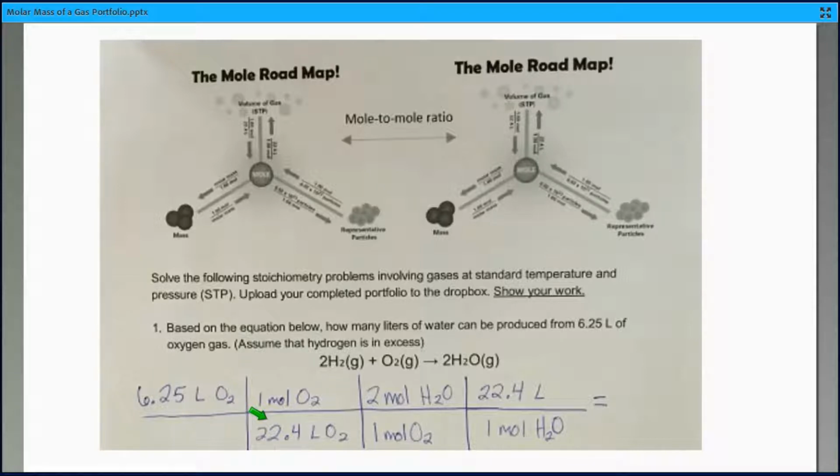My next step, convert from moles of one thing to moles of another. I have moles of oxygen and I want to convert to moles of water, my product. So I do a mole-to-mole ratio using my coefficients. The ratio of water to oxygen is 2 to 1. No coefficient means that it is an understood one. So that's where this ratio comes from. My last step would be to multiply by 22.4 liters because this gas is at STP.